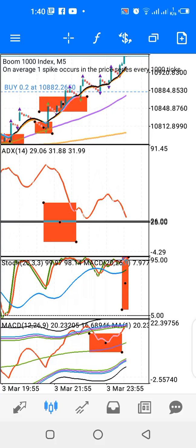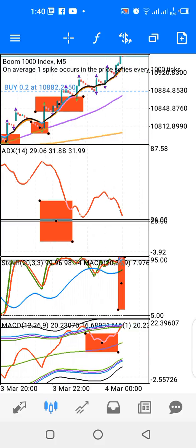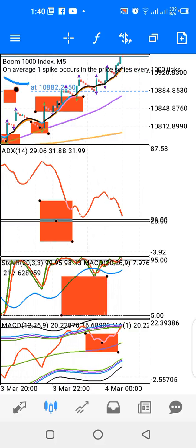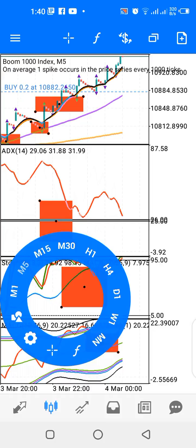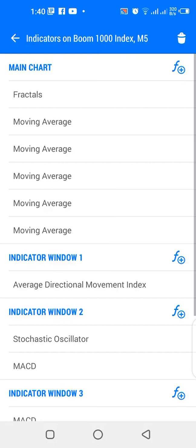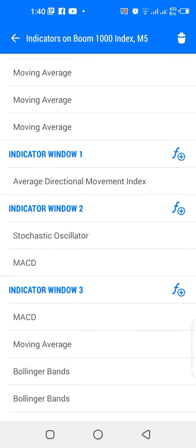All right, so let's look at indicator window 2, and how it works. Let's look at the settings. For indicator window 2, we have two indicators. We have the stochastic oscillator and we have MACD.